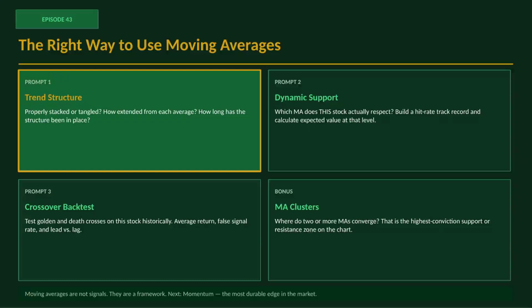Identify which specific moving average this stock respects most consistently, and build a track record of bounce magnitude and hit rate. Prompt 3. Crossover performance. Backtest the golden and death cross signals on this stock specifically, not as a rule, but as a historical record of what has actually happened. Bonus. Cluster identification. Find where multiple moving averages converge, and treat those levels as the highest conviction support and resistance zones on the chart.